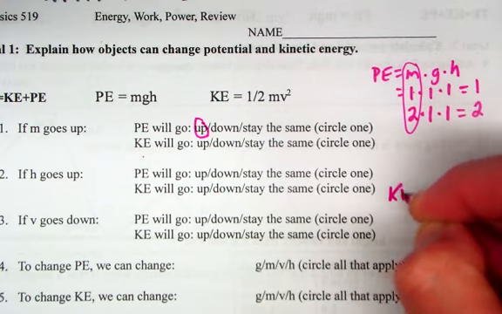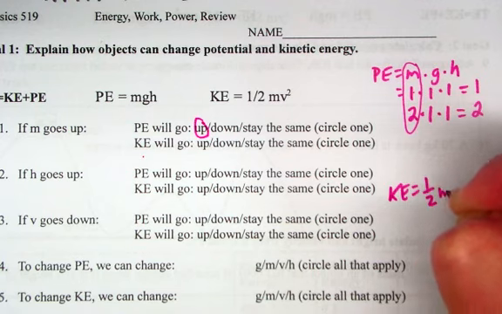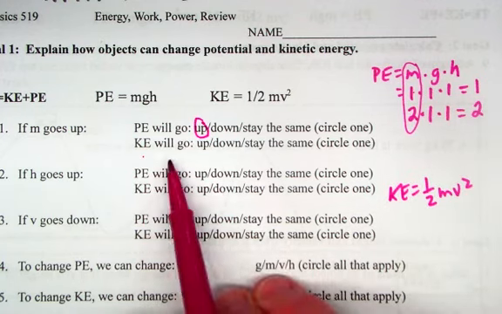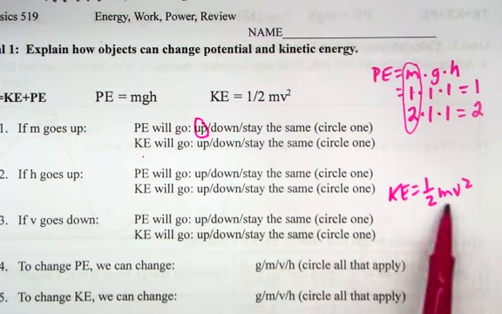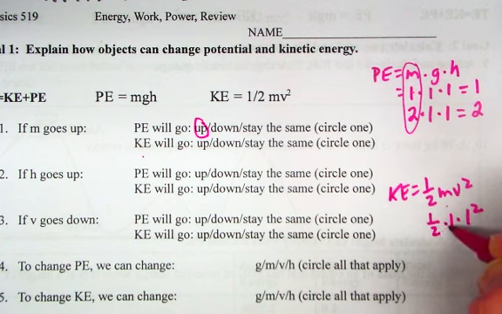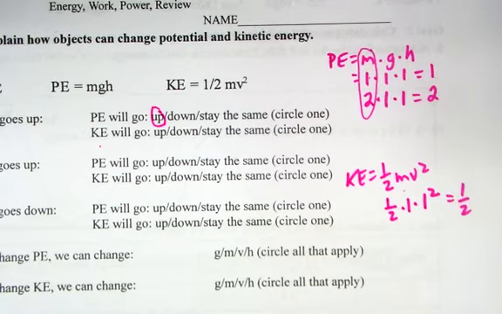So kinetic energy has this half in it, which makes it a little more complex, but not too much. So if m goes up in this case, let's start with the standard where everything is valued at 1. So 1/2 times 1 is a half, times 1 squared is still a half. You get a half as the answer for that.